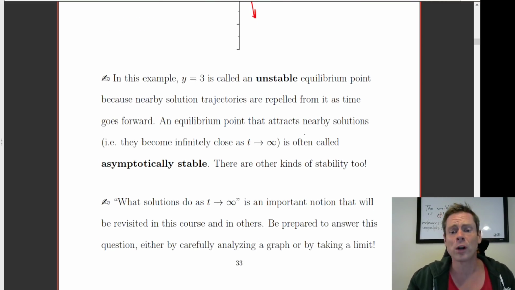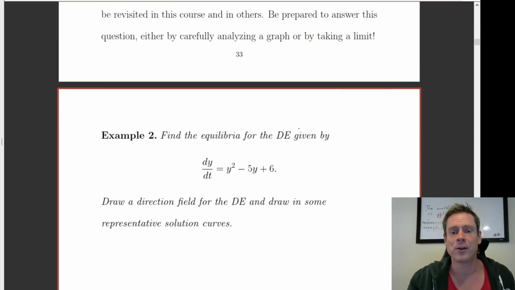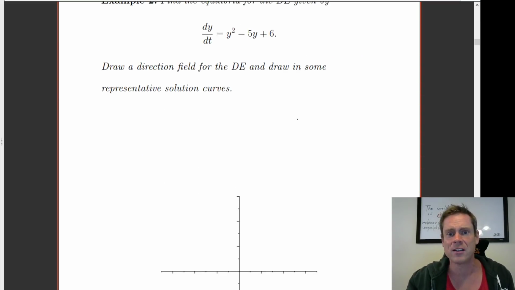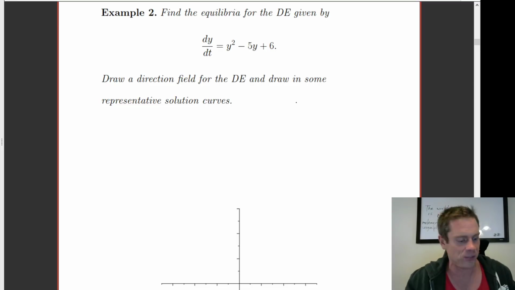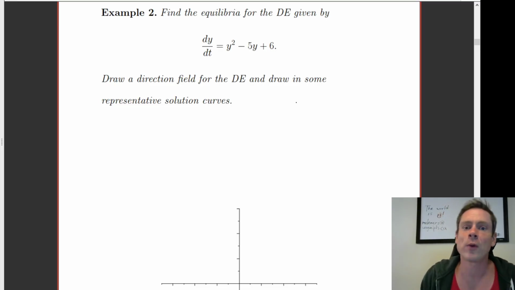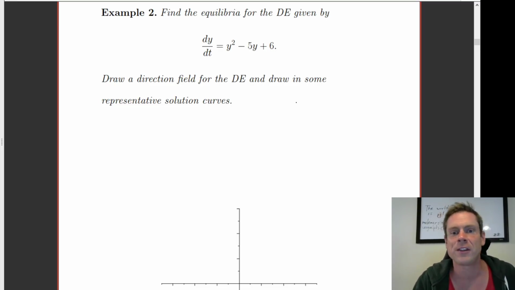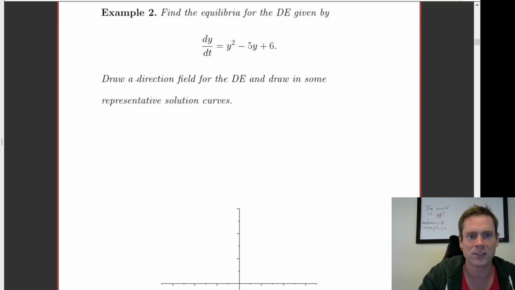I have one more example that I want to talk about before the end, just to extend, and that will finish off this video. So we are going to draw a direction field for this slightly more complicated differential equation. We have dy by dt equals y squared minus 5y plus 6. You can see this in action, slightly more complicated dynamics here. So this is our f of y, okay?